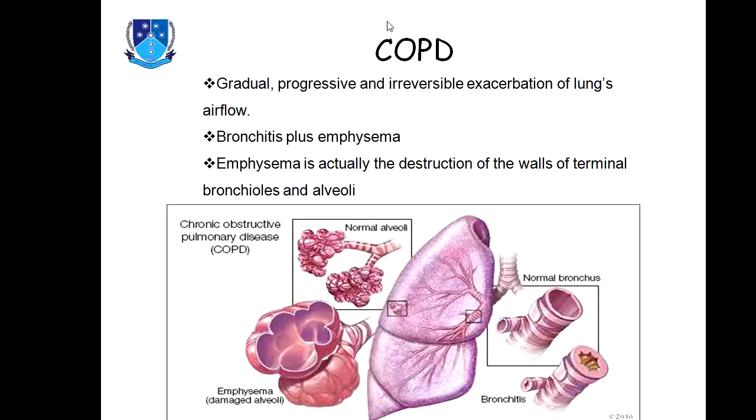In simple pathology, bronchitis plus emphysema combined is known as COPD. When there is emphysema as well as bronchitis, the emphysema which I have told you in the previous slide, and bronchitis meaning inflammation of bronchioles. So when there is inflammation of the bronchioles and the destruction of the alveoli as well, this condition is called COPD.